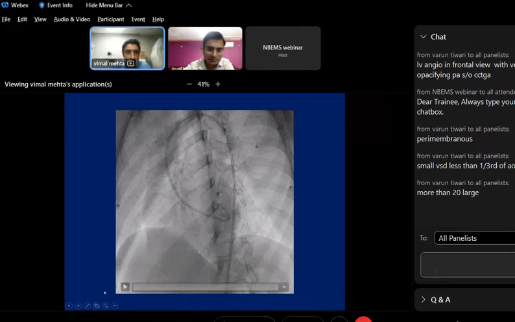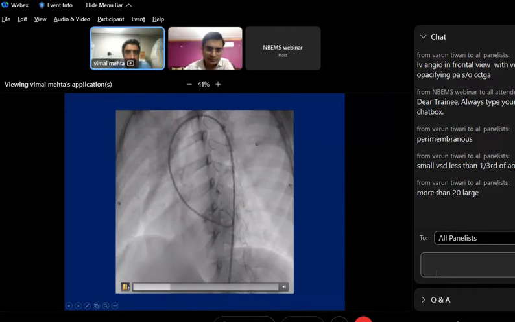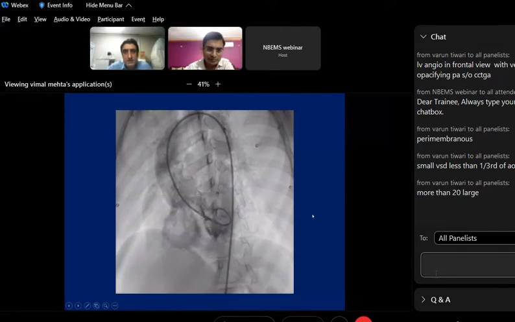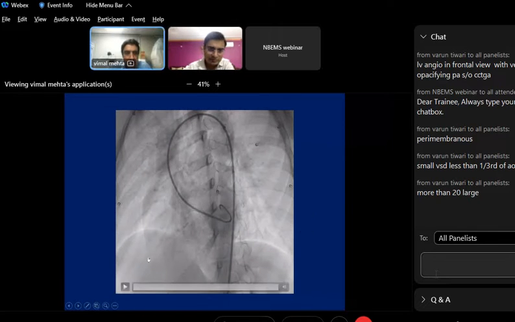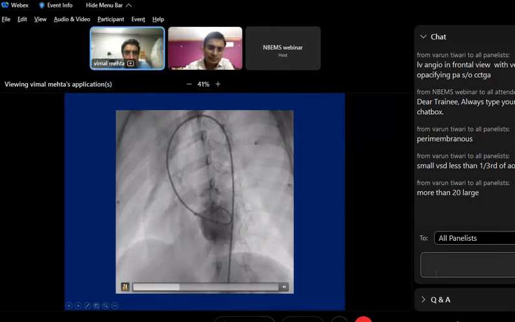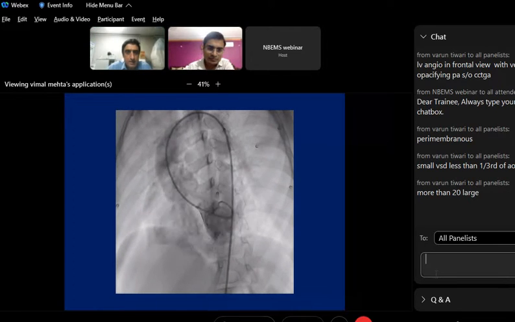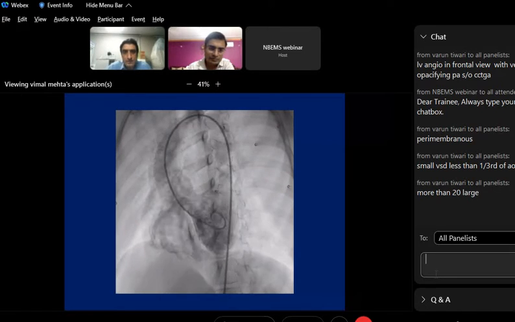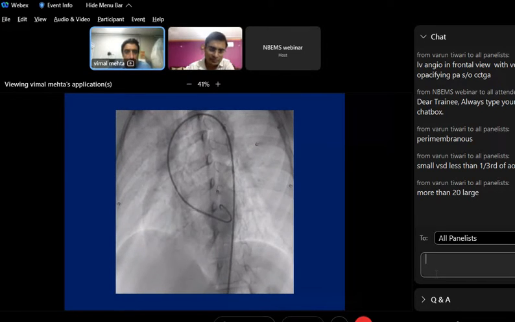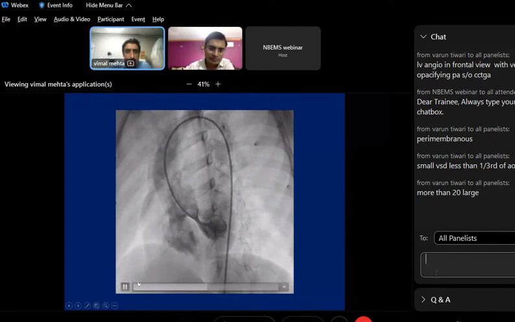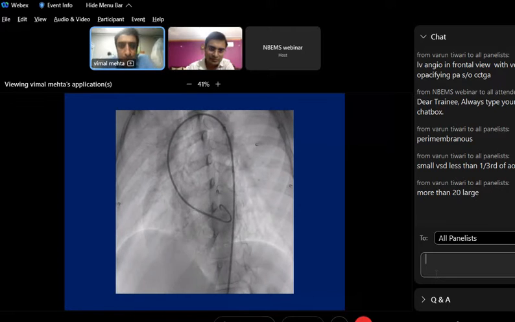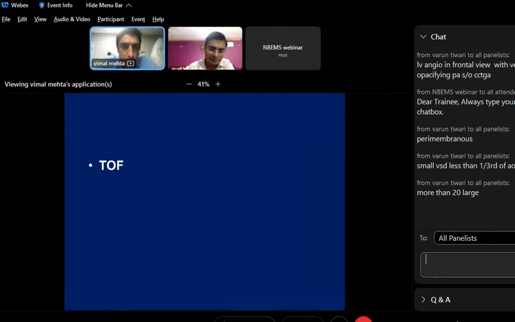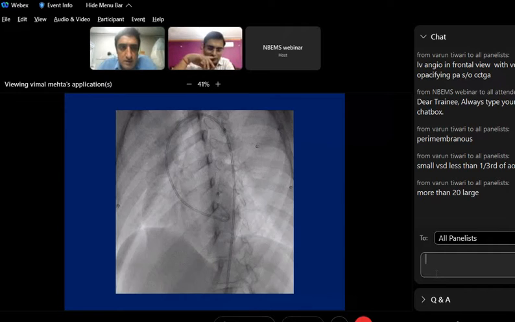Okay. What is this? This is a ruptured sinus of Valsalva. Why do you call it ruptured sinus of Valsalva? This is not moving continuously.